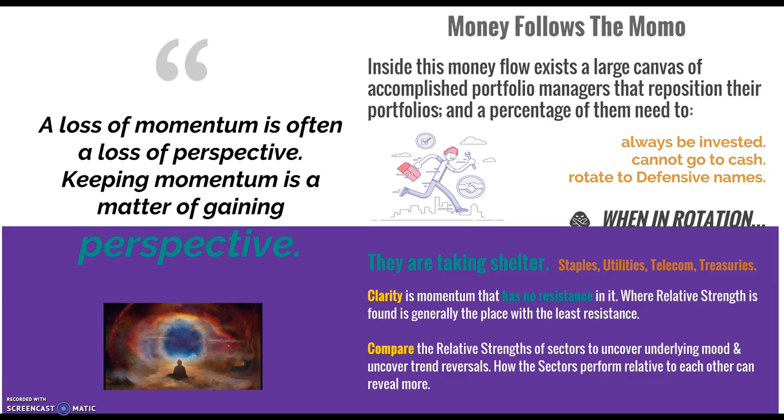So again, back to the floating Buddha and the quote. If we are keeping momentum by gaining perspective, and momentum that has no resistance is clarity, I'm going to get clarity and perspective by comparing inside places where money flows to. And to do that, you should always compare the relative strengths of investments to uncover these underlying moods and trend reversals. How the sectors perform relative to each other can reveal more. With that comes the clarity and perspective we need to keep our momentum, our personal momentum, while following the market's momentum.